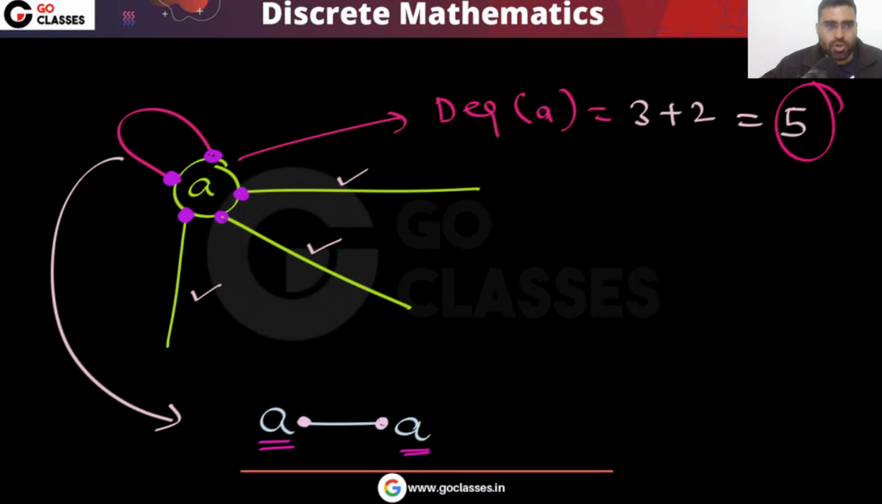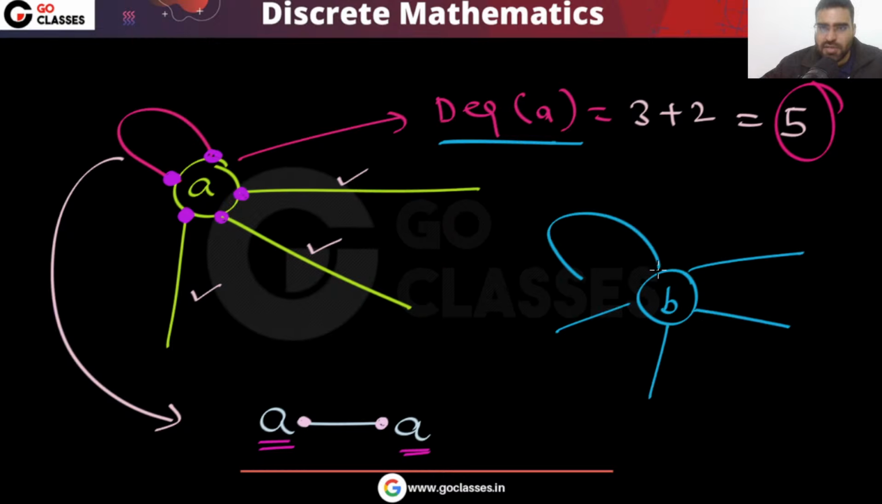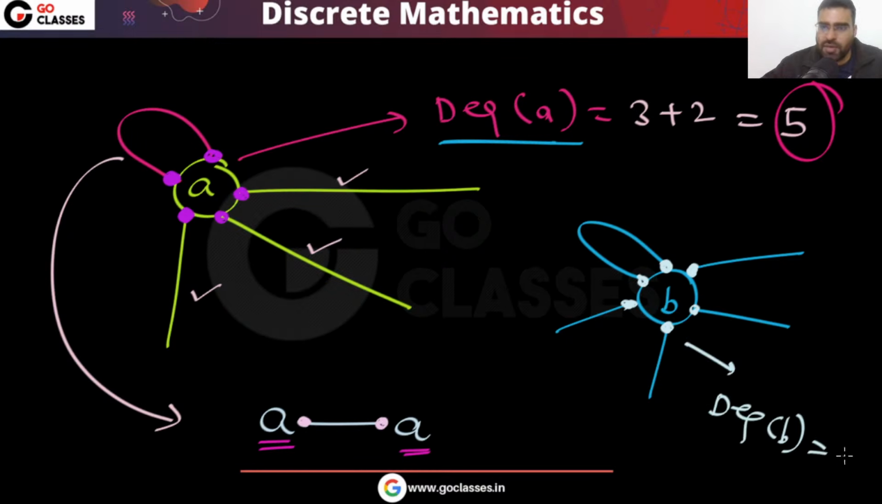So you can see that when you calculate the degree of a vertex, this self loop will be counted 2 times. Consider this vertex. Now, what is the degree of this vertex? The answer will be 6. So here the degree of this vertex B will be 6. So this is the concept of degree. When you calculate the degree of a vertex, the self loop is counted 2 times.